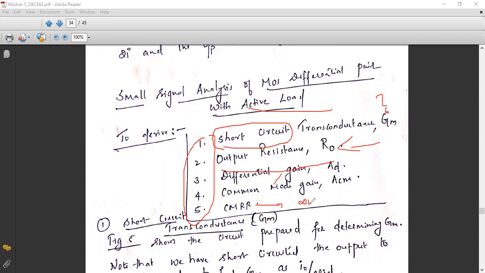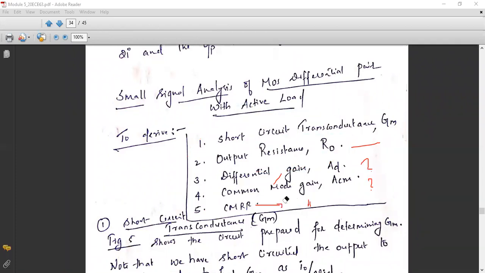So let us check, after loading this typical differential amplifier with the active load mirror circuit, what will be the change in AD and ACM? Accordingly, what is the effect on CMRR? In the previous classes we have discussed that if there is no mismatch in the devices in terms of RD and GM, ideally we will be getting an infinite CMRR because of zero common mode gain. So let us check what will happen to the CMRR when we are loading the circuit with an active load or mirror.